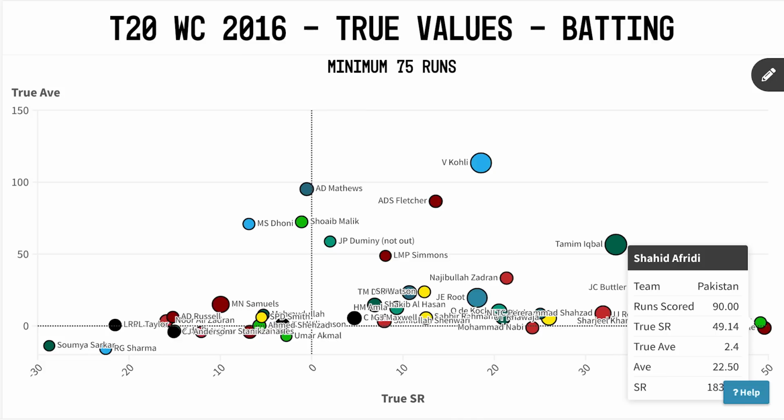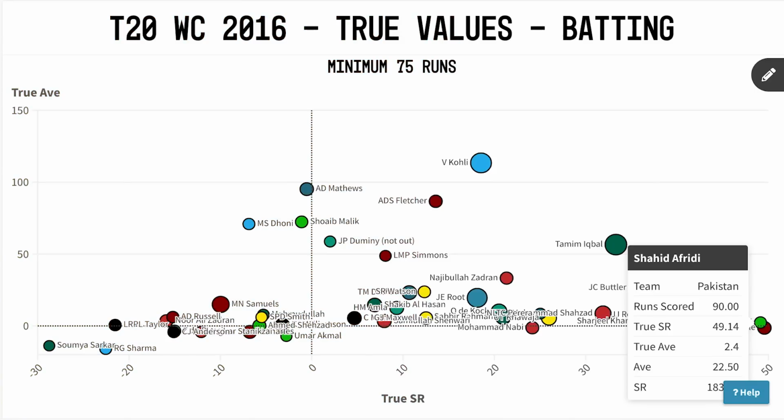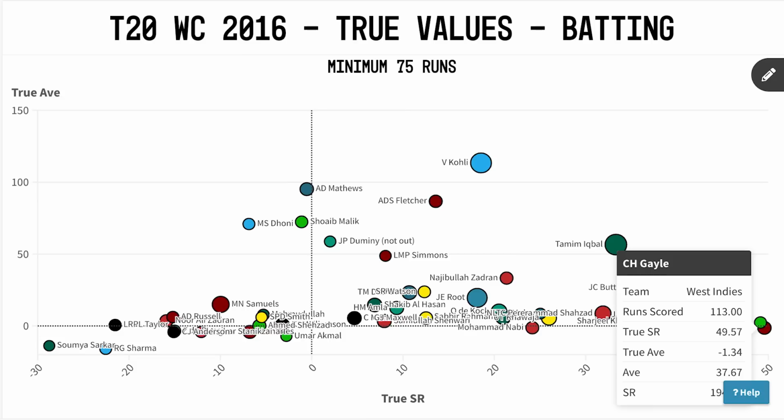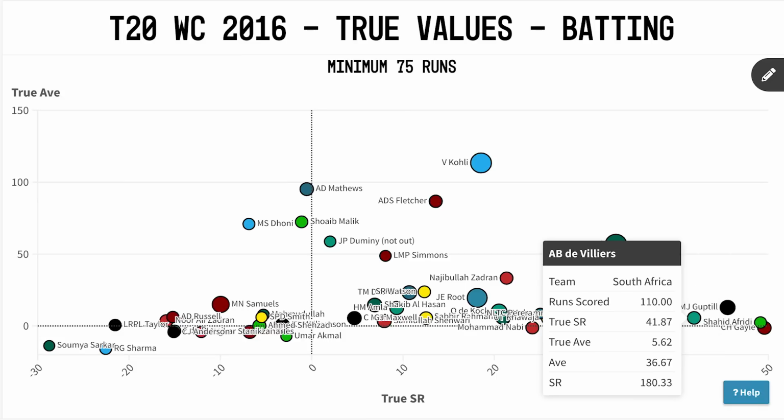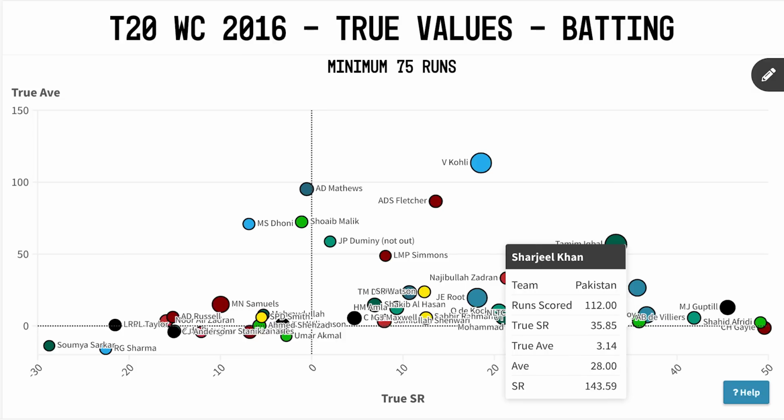Despite the fact that Shahid Afridi was 4,842 years old, he managed to be a king of true strike rate again. What this man would have done in T20s at his peak, I need a moment. I need a moment to think about that. He had a true average of 2.4 and a true strike rate of 49. Alongside him is Gayle. Again, he had a strange World Cup. He scored 100 but didn't do that much in the other innings. Martin Guptill, De Villiers, Butler, Roy, Sharjeel, others who had a phenomenal true strike rate around the 35 mark.